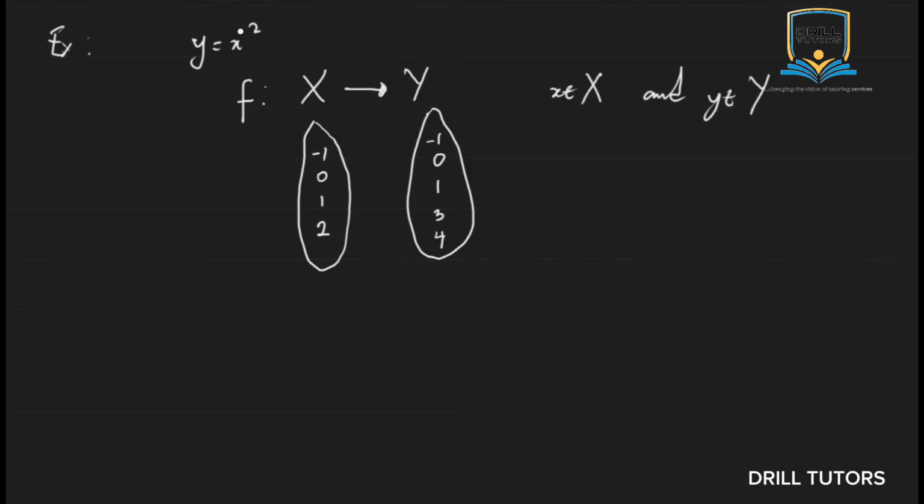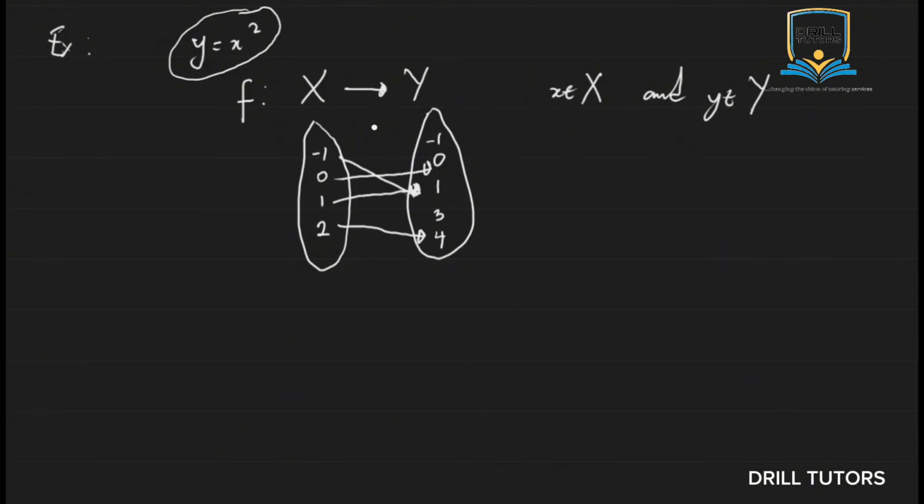Now from this rule, if you substitute -1 into this, the square of -1 is 1. So -1 maps to 1. Now the square of 0 is 0, so 0 maps to 0. The square of 1 is 1, so 1 maps to 1. The square of 2 is 4, so 2 maps to 4.